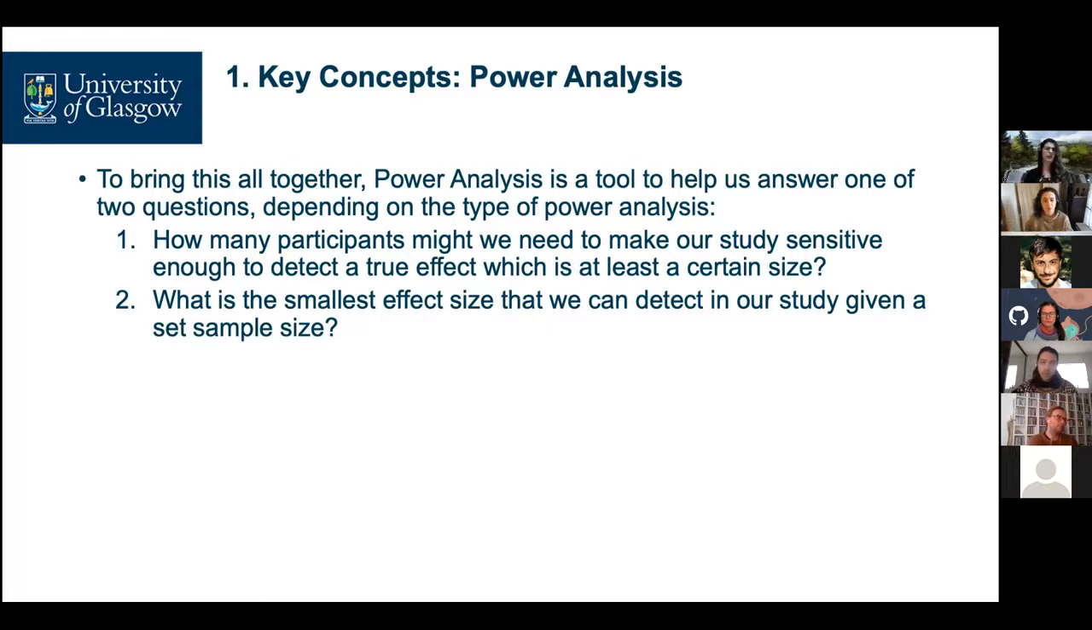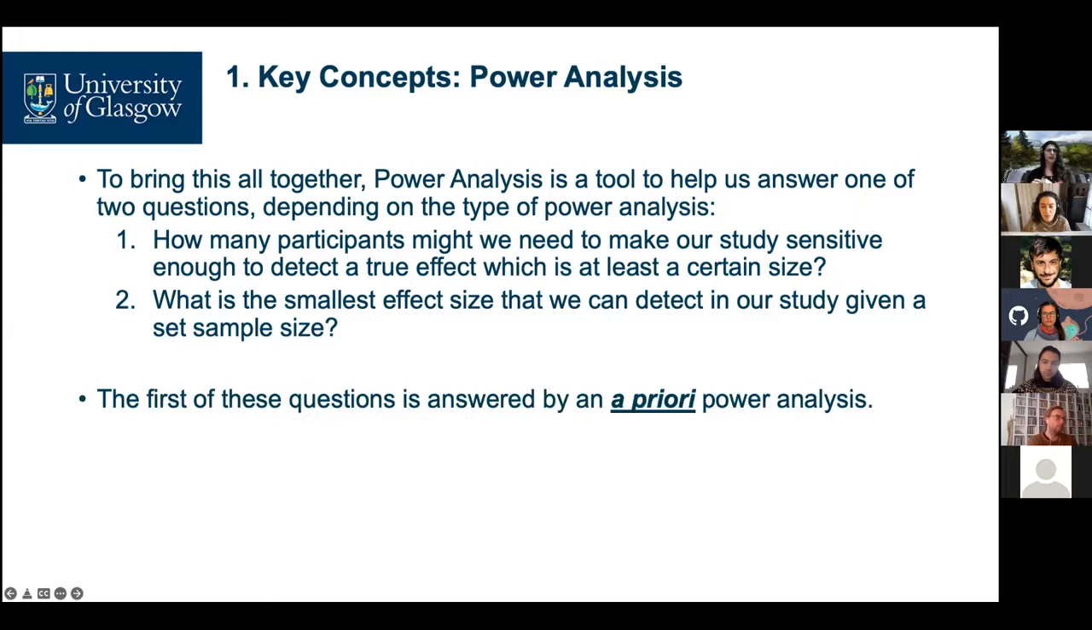And the second question is, what is the smallest effect size that we can detect in our study, given that we have a set number of participants or a set sample size? The first of these questions is far more prominent and is assessed using a power analysis that you may have heard of before called an a priori power analysis. And this is the one that tends to be spoken about when people talk about power analysis in general, without having a prefix.